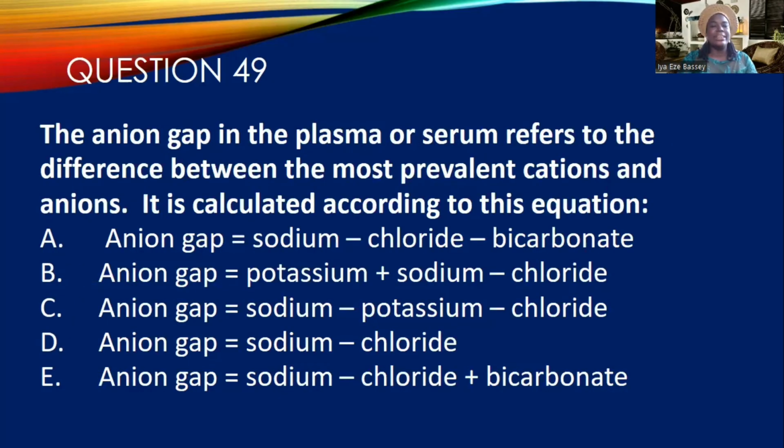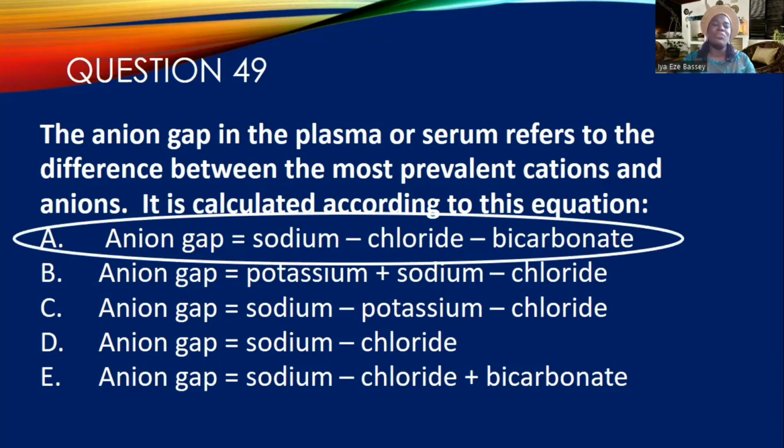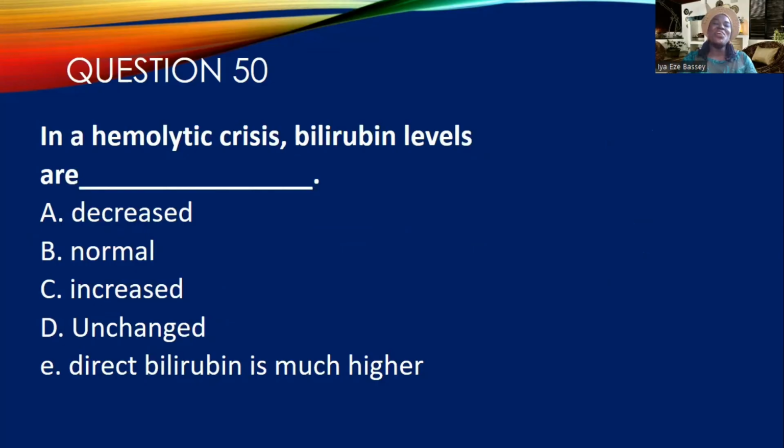Question 49. The anion gap in the plasma or serum refers to the difference between the most prevalent cations and anions. It is calculated according to this equation. You remember I told you there were 2 equations, so you should be able to answer this. Your answer is sodium minus chloride and bicarbonate. But there is a second formula: potassium plus sodium minus chloride minus bicarbonate. Then my final question.